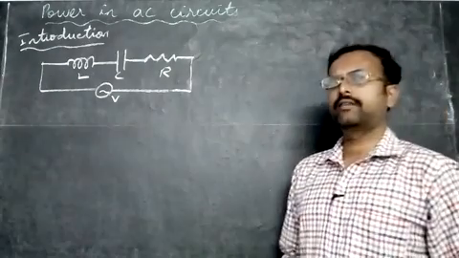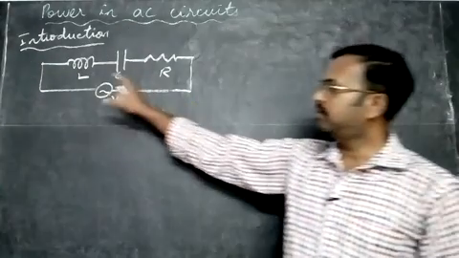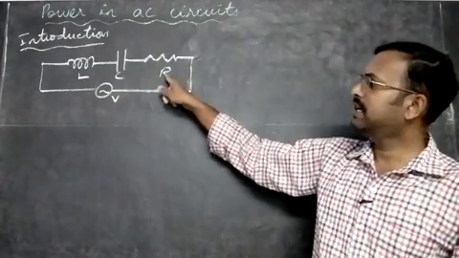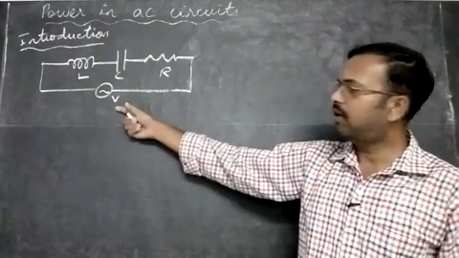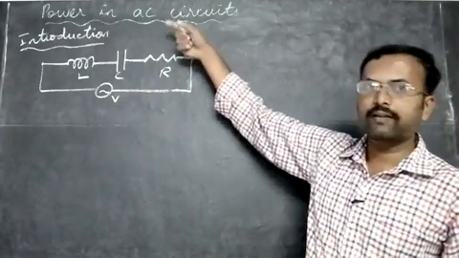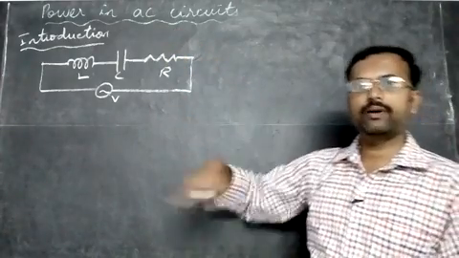Let us now study about power in AC circuits. So we have an LCR circuit here, that is inductor, capacitor and resistor. They are connected in series to an alternating voltage supply. We give a voltage here, and we want to see how much power is used in the circuit. Some power will be absorbed in the circuit.